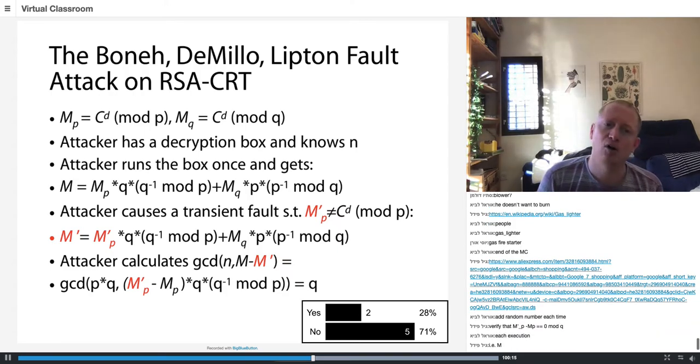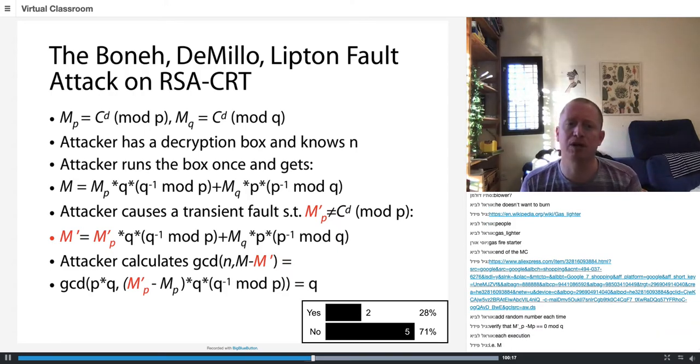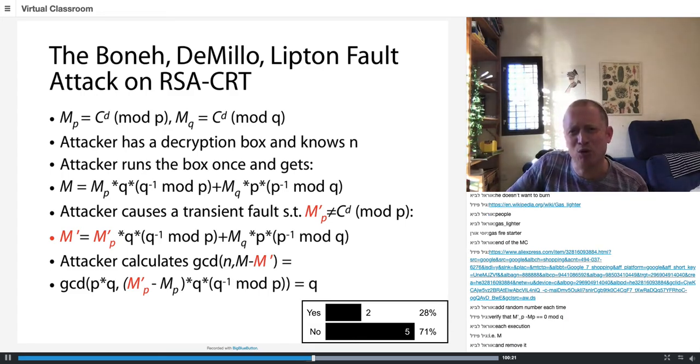So OL is saying add a random number each time. But this is a decryption oracle. What I need is to answer the right answer.